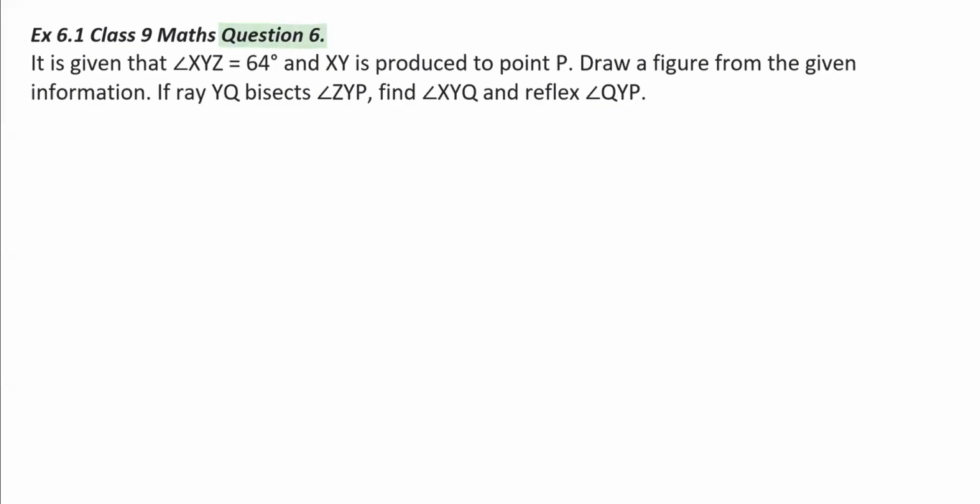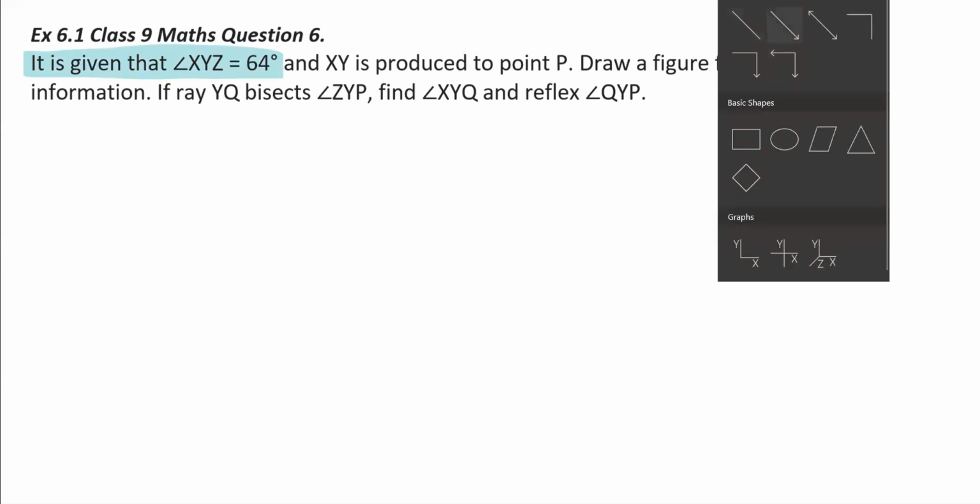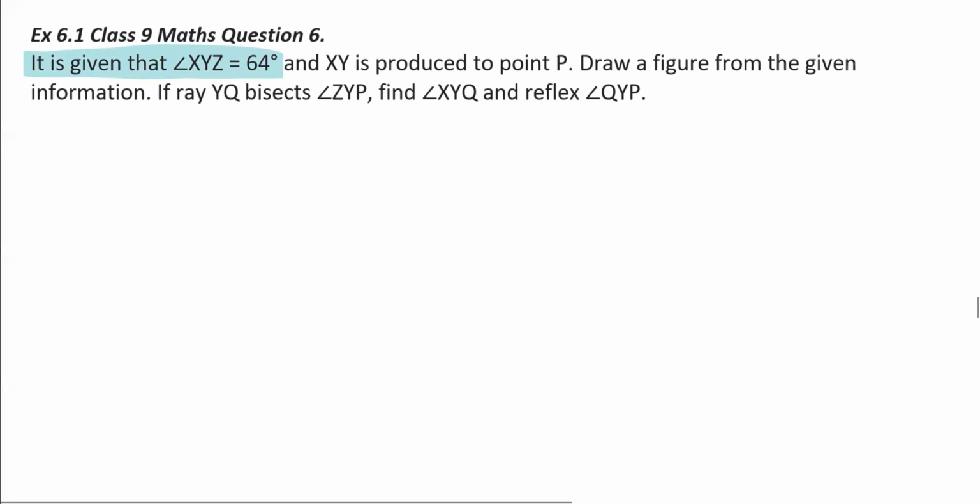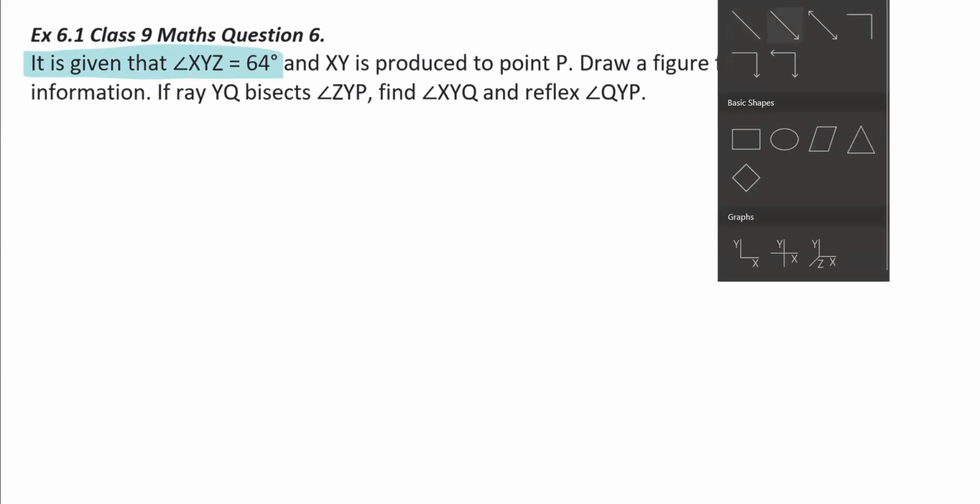Number 6, exercise 6.1. This question is a very important question. It says that it is given that you have to draw the figure, right? The figure is not given. It's given that angle XYZ is 64 degrees. So let's make an angle of 64 degrees.